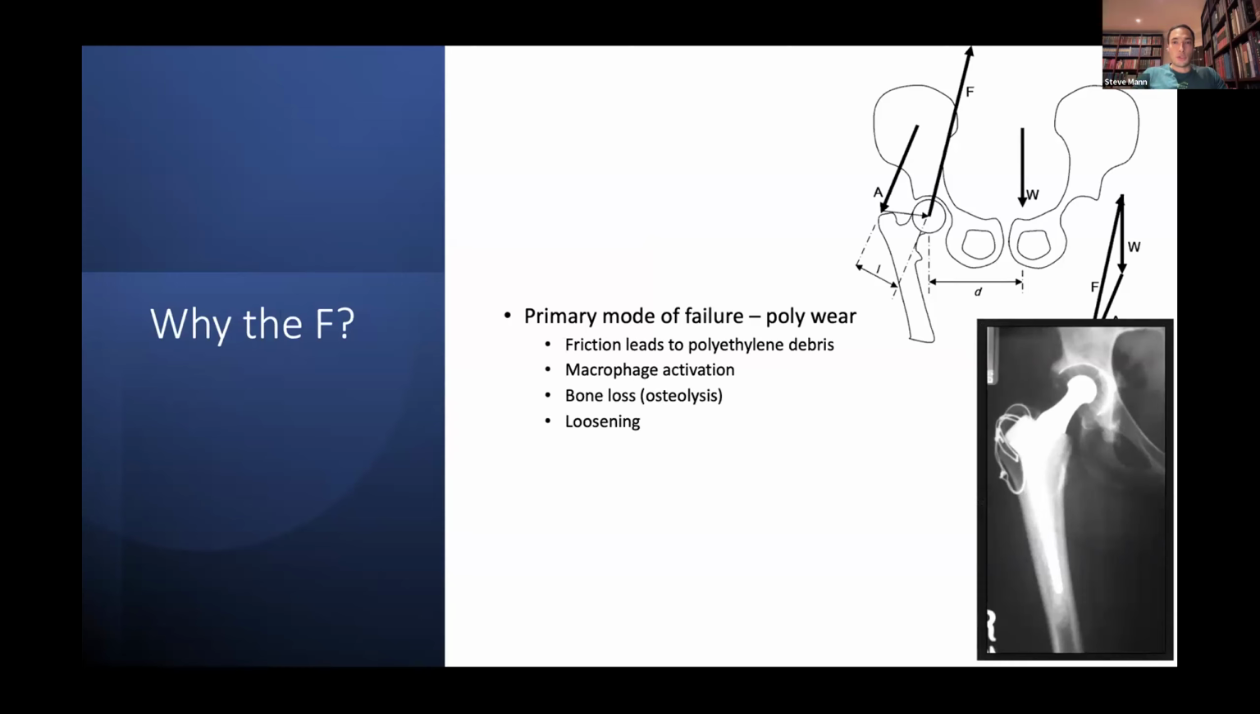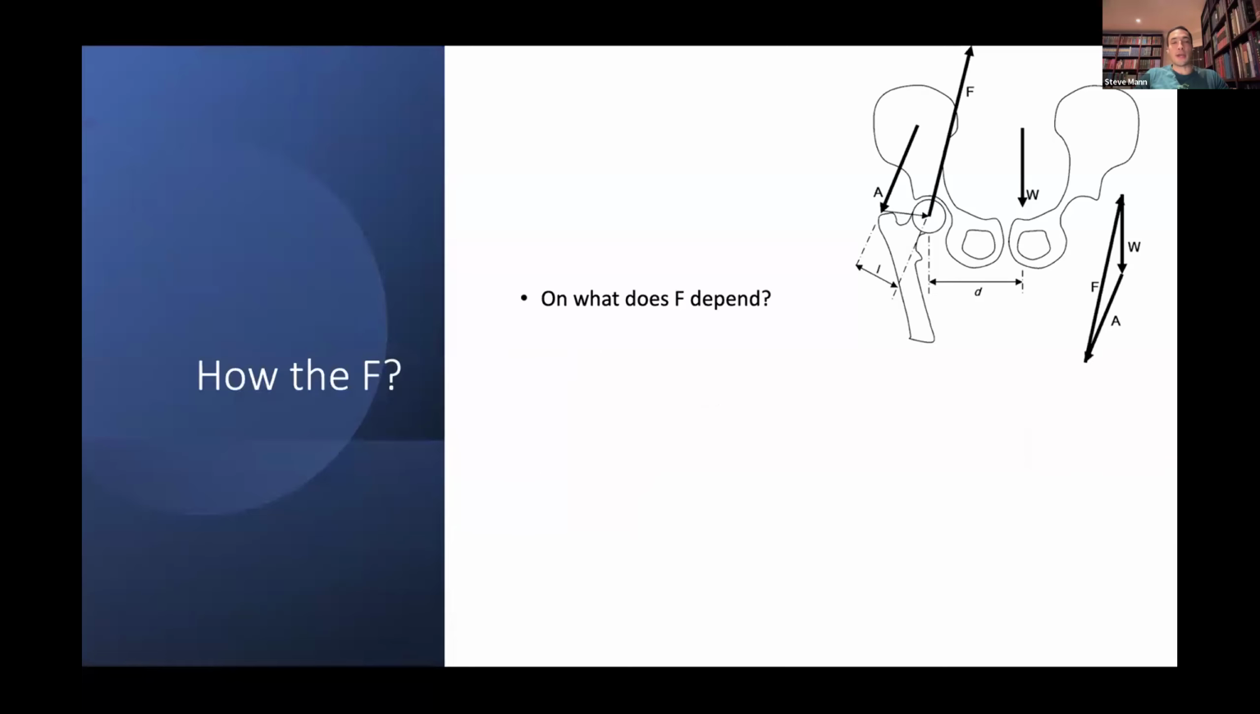So Charnley wanted to reduce the force at that interaction between the metal head and the polyethylene cup. And in order to reduce those forces, he set out to reduce the joint reaction force. So he wanted to have a smooth head, he had a small head because that was the size of the ball bearings at the railroad factory down the road from where he worked. And he set out to reduce the joint reaction force. So, how did he do that?